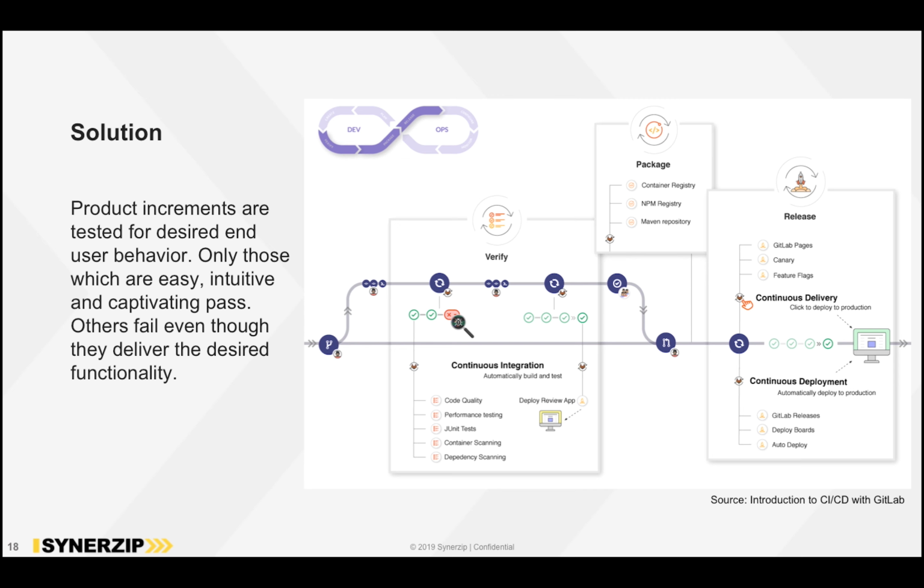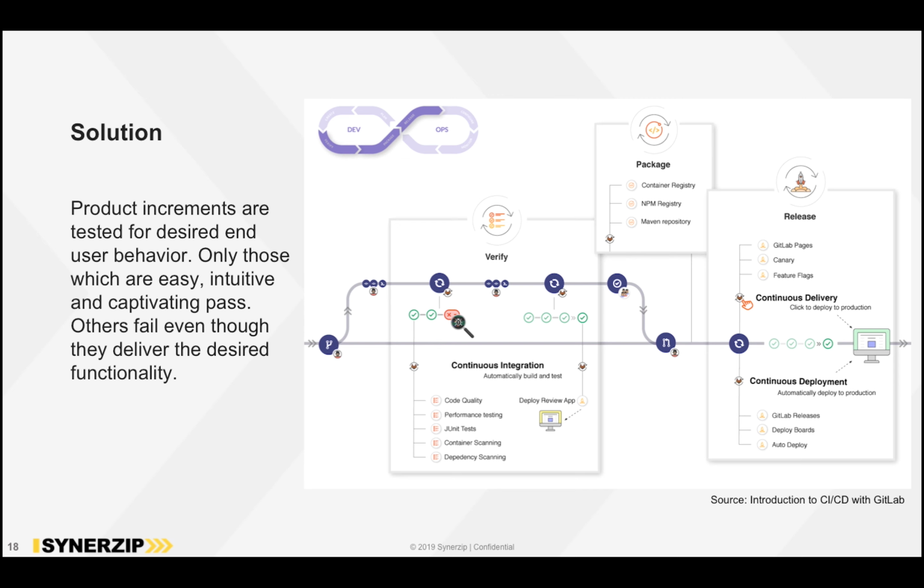So once again, to look at the solution, these product increments go through the three stages that you can see here. You have the first continuous integration stage, in which the code quality is tested using static analysis tools. Performance testing, unit testing, container scanning, and dependency scanning is what you do in the verification stage. Then you package what you have verified, your code, into a container registry or a Maven repository or an NPM registry. Typically, you might be packaging them in a container registry such as Docker Hub.